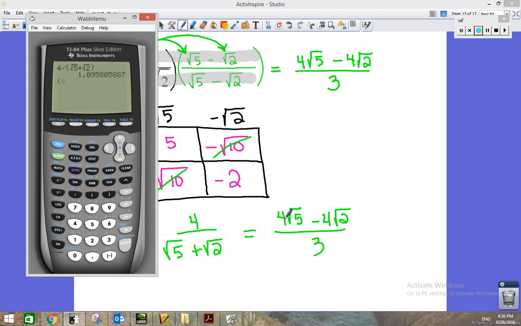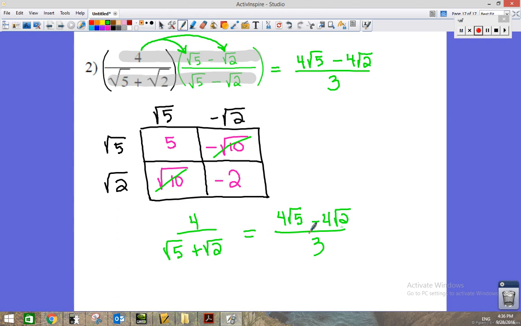So in the numerator, I need parentheses because that's a binomial. And divided by 3. So I should get the same decimal number unless I've made a silly mistake. Well, I get the same decimal number. Hey, my answer here I believe is correct.